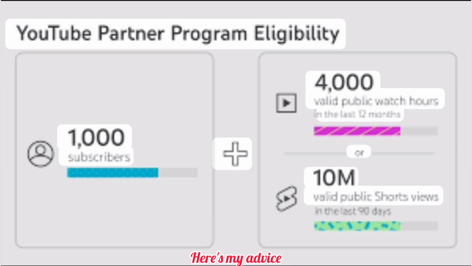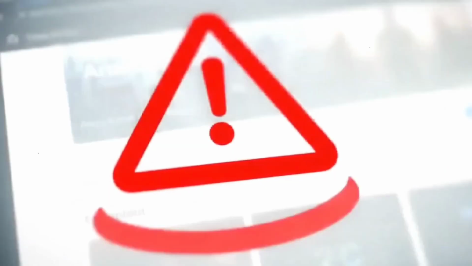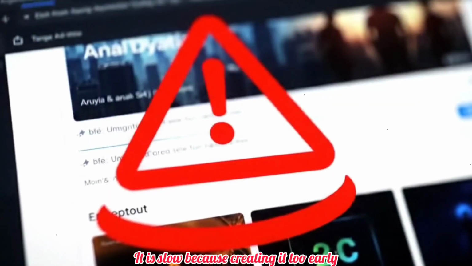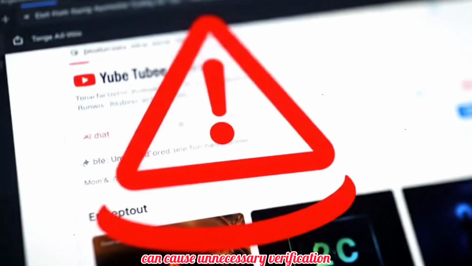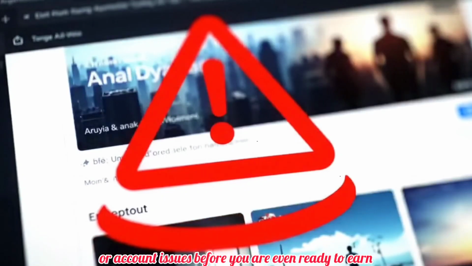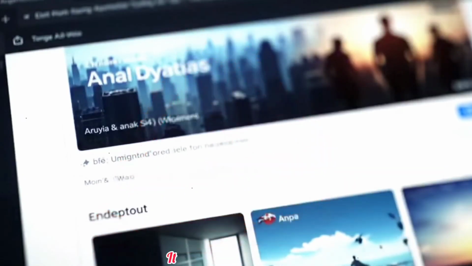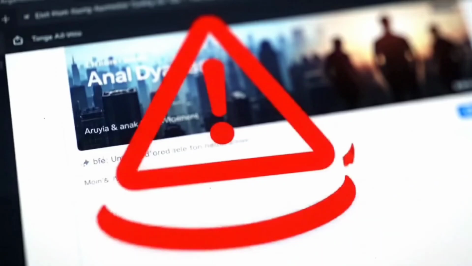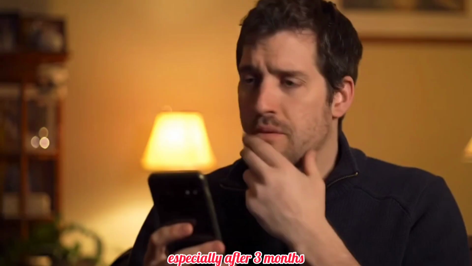Here's my advice. Don't rush to create your AdSense account until you have hit the monetization threshold. That is 1,000 subscribers and 4,000 watch hours, or 10 million Shorts views. Why? Because creating it too early can cause unnecessary verification or account issues before you are even ready to earn. It can also be deactivated, especially after 3 months.